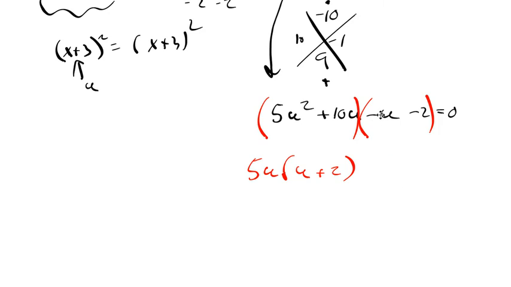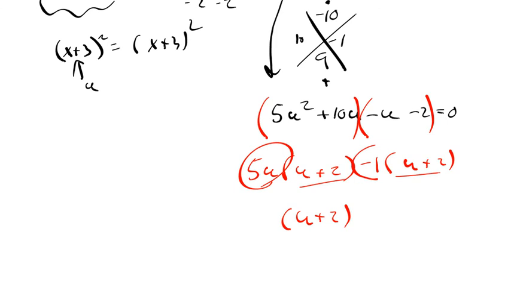Now, they each have a negative 1 in common, so I'm going to bust out that negative 1, and I'm going to get a u plus 2. Negative 1 times u is negative u. Negative 1 times 2 is a negative 2. Okay? So look, since they both have this in common, and they always should have those parentheses the same, that's one of our factors. And then what we have left is 5u minus 1, and that equals 0.